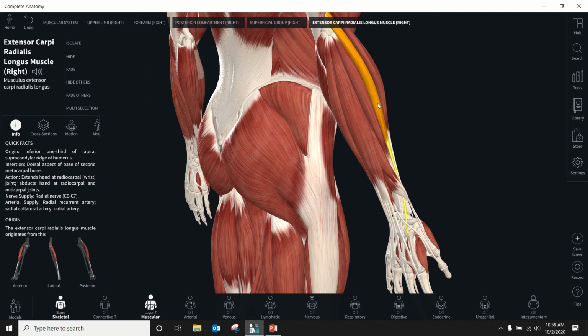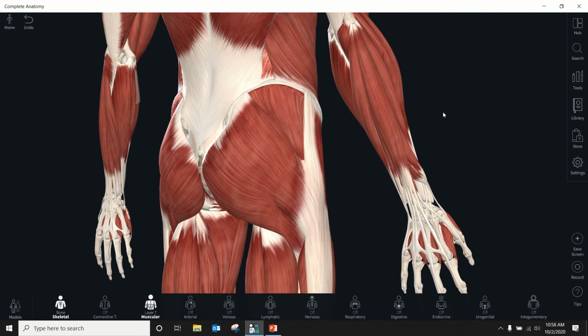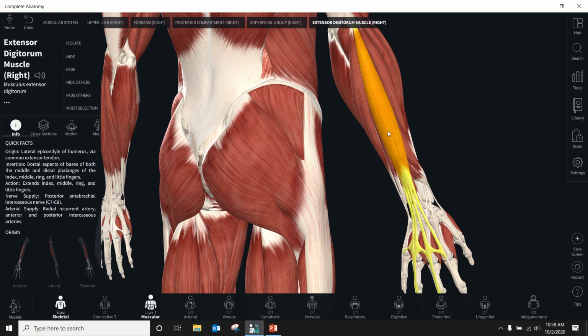So anyway, those are the two that we talked about last time. The one that we were just talking about is extensor digitorum, and I'm going to rotate him a little bit to see more of the posterior view. There we go. So there's your extensor digitorum.